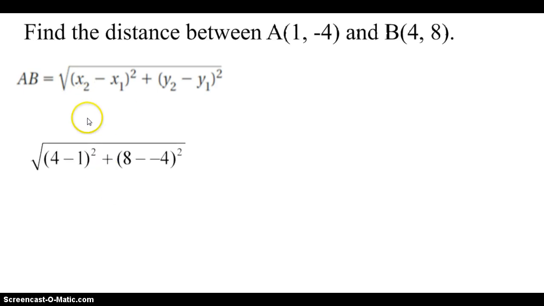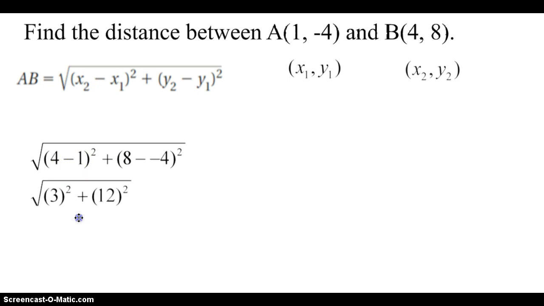I'm going to take x2. All right, first thing I'm going to do is label my points, x1, y1, x2, y2. So then I am going to take x2 minus x1, that's 4 minus 1. And then I'm going to take y2, 8, minus a negative 4. And that's where you've got to realize you can have a double negative. So minus minus means that it's going to be plus. So 4 minus 1 is 3. 8 minus a negative 4 is plus, change, that's 12.